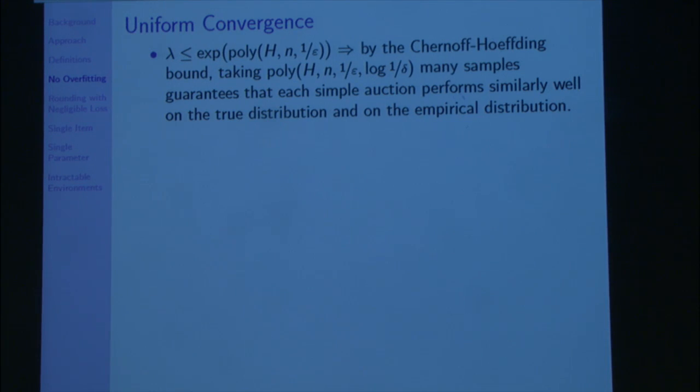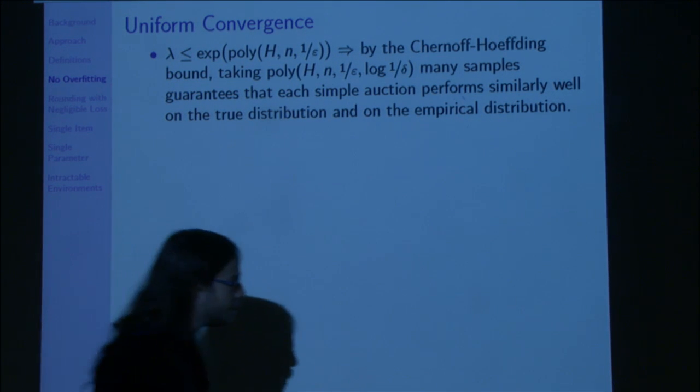So you can think about the revenue from a given bid profile as a random variable, and we're asking how many samples do we need so that the expectation of this random variable on the empirical distribution is close to its expectation on the true distribution. And the answer is we need log as many. If we want this to happen with high probability over all simple auctions, then we need log of the number of simple auctions many samples, and log of 1 over delta, obviously, also.